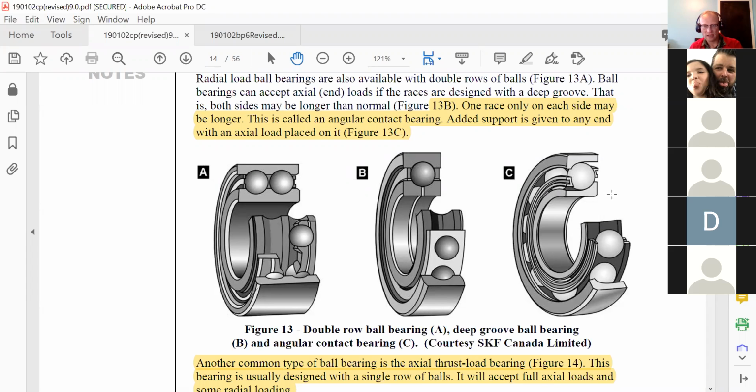Trying to support an axial load, so slightly more complicated designs of bearings: double row, a bearing in a very deep groove, and then one that has the ability to handle some axial loads, but not to a great degree, okay? Yet again, all these bearings are the best at handling radial loads, anything that's coming out or in, okay? This direction or in this direction, okay?